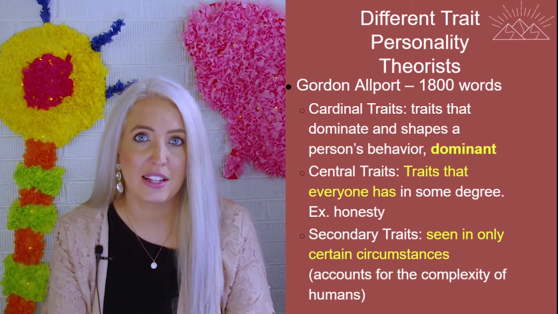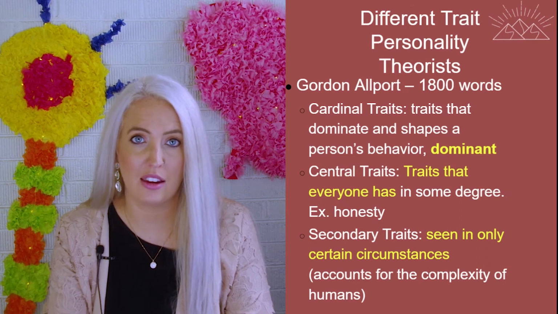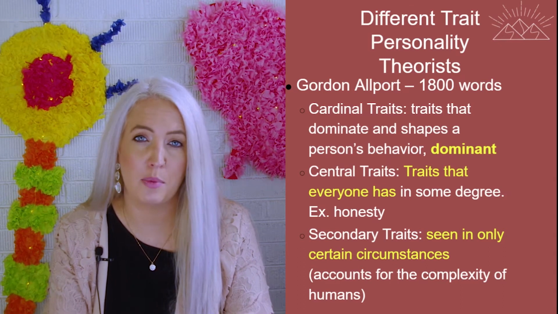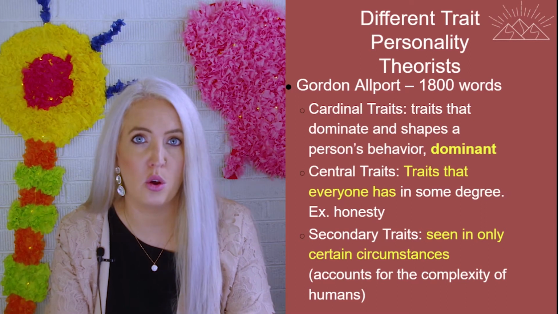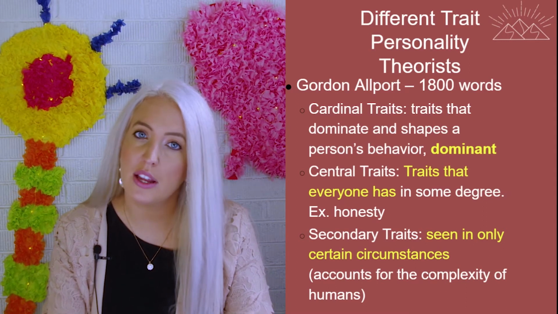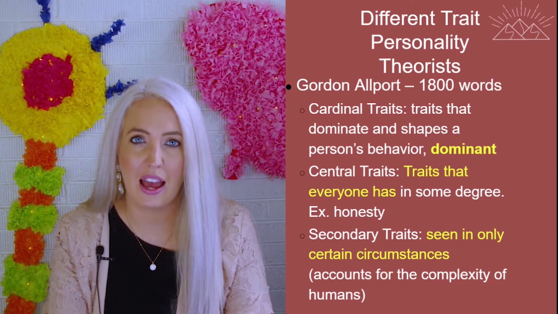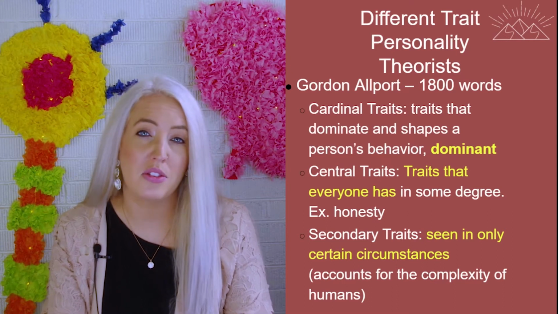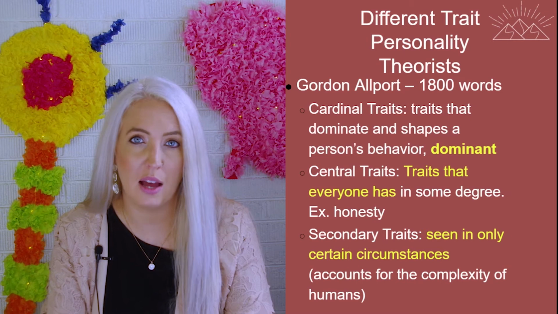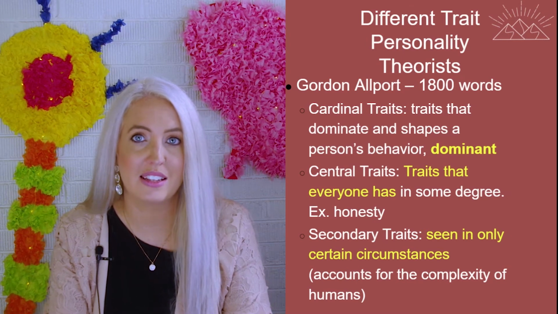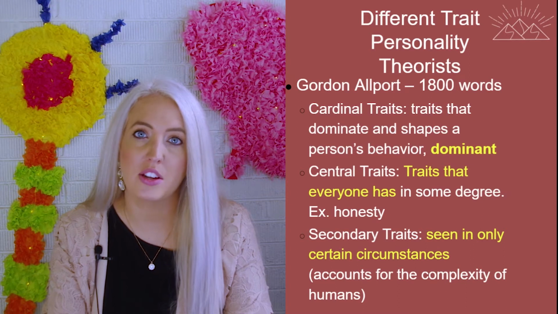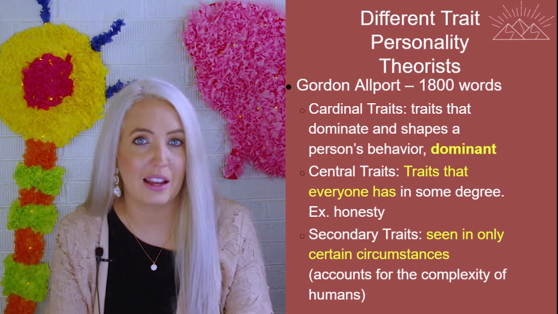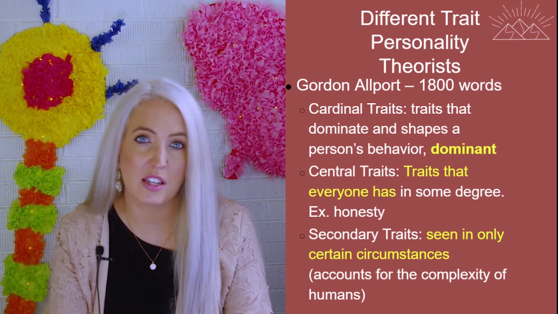Cardinal traits are traits that are the dominant part of our personality. So if you were to describe your personality to someone else, the words that you would use to describe who you are would probably fall into your cardinal traits. Central traits are ones that almost everybody seems to have. So maybe if you say something like, I have a sense of humor, or I'm honest, right? These are traits that many people might have in common. So these are what we consider to be central traits. And then secondary traits are only seen in certain circumstances. And that helps to account for the complexity of human nature and how different aspects of our being will come out in different situations.